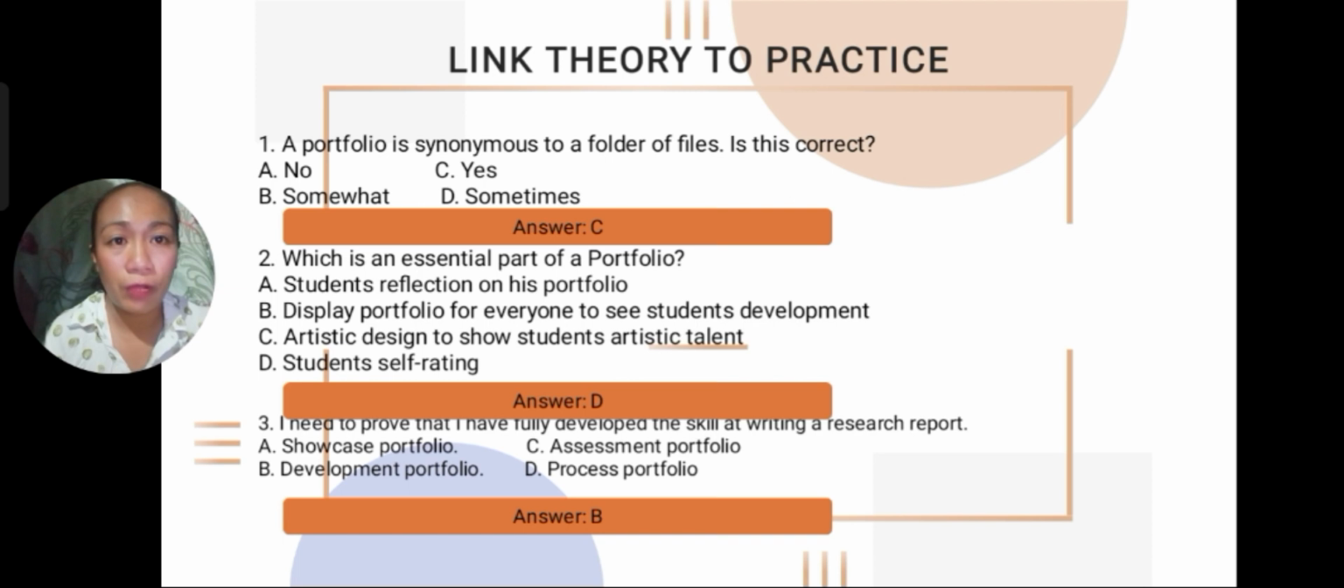Number 1, the portfolio is synonymous to a folder of files. Is this correct? The answer is no, letter C. Which is an essential part of a portfolio? The answer is letter D. I need to prove that I have fully developed the skill at writing a research report.